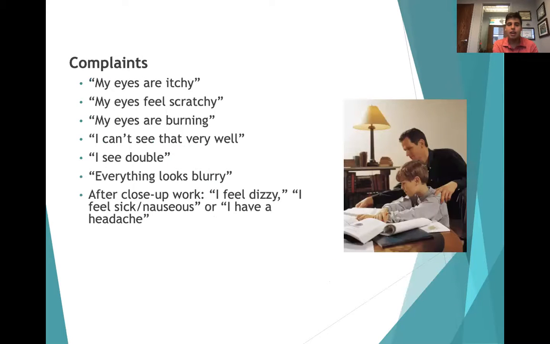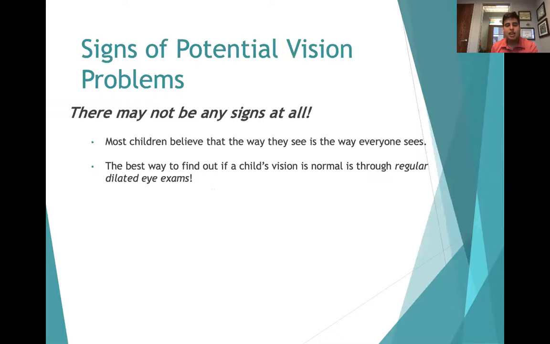And then finally, the C, complaints. What are some things children might say that are signs that they are having eye vision problems? Things such as my eyes are itchy, my eyes feel scratchy, my eyes are burning, I can't see that very well, I see double, everything looks blurry. After close-up work, children might say, I feel dizzy, I feel sick or nauseous, I have a headache. So those are all complaint signs.